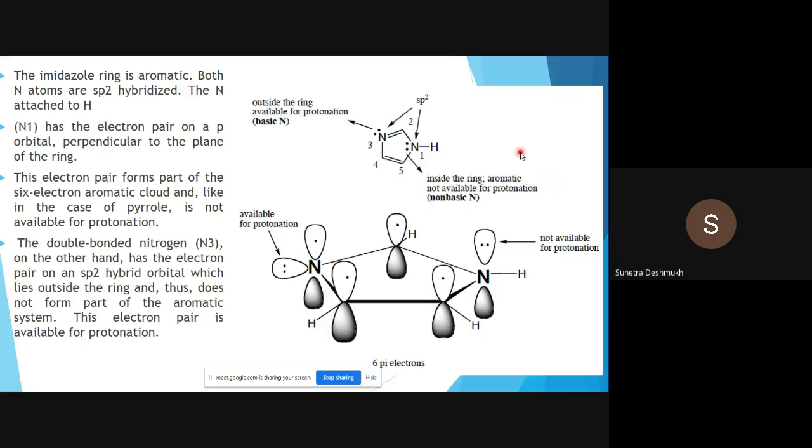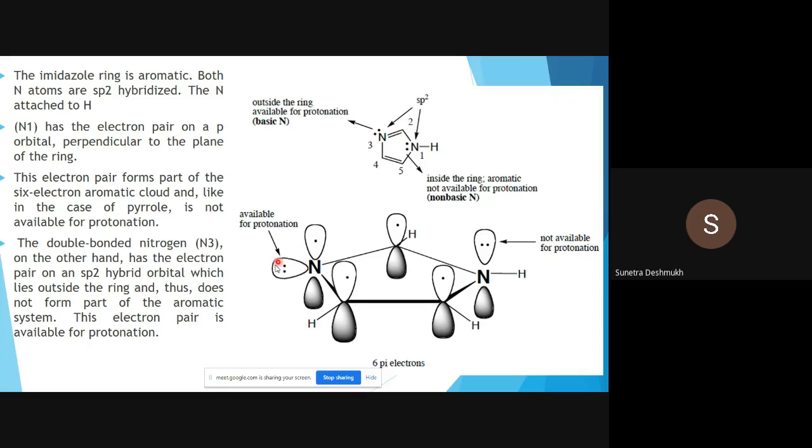Now, if we see again, I have written it over here in more detail. Both nitrogens are sp2 hybridized. This one is pyrrole like nitrogen. Okay, this lone pair is inside the ring, aromatic, not available for protonation. Okay, this lone pair is not available for protonation. This one is involved in the aromatic sextet. Now the other nitrogen, this one is pyridine like nitrogen, and this lone pair is available for protonation, and this lone pair is present outside the ring. Okay, so how is that one present outside the ring?